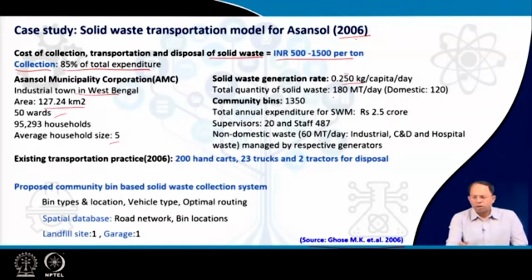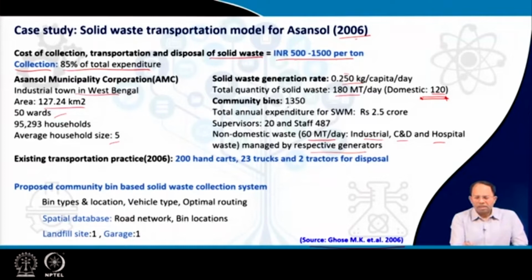And total quantity of solid waste is around 180 metric tons per day, out of which 120 is domestic solid waste and 60 metric ton is non-domestic. Now, non-domestic means industrial, construction, demolition, and also hospital waste, and usually these are managed by the respective generators, and so these are not addressed in this particular study. So, this study addresses only the solid waste that is generated within the city area, some from markets, some from complexes, and some from the residential areas.